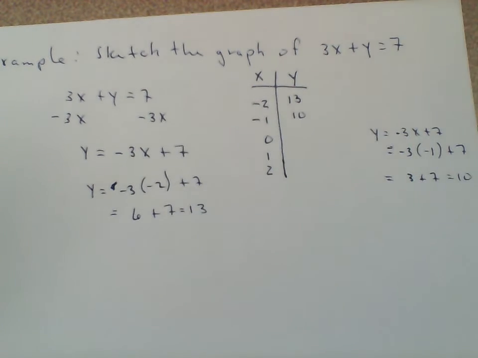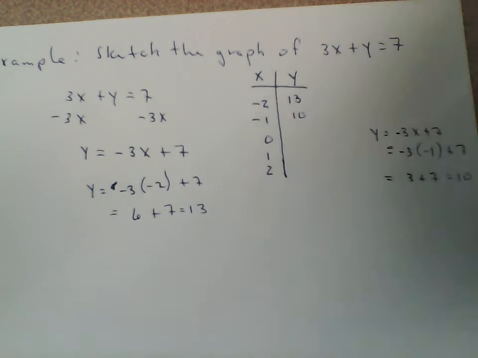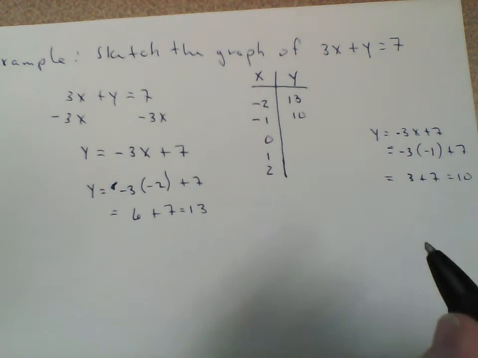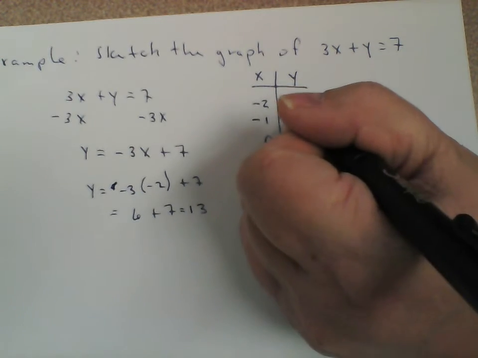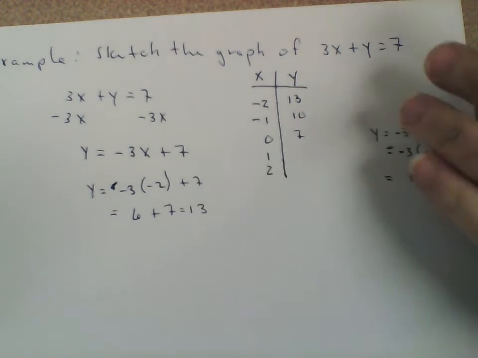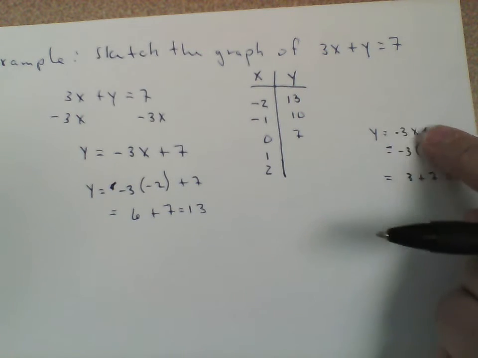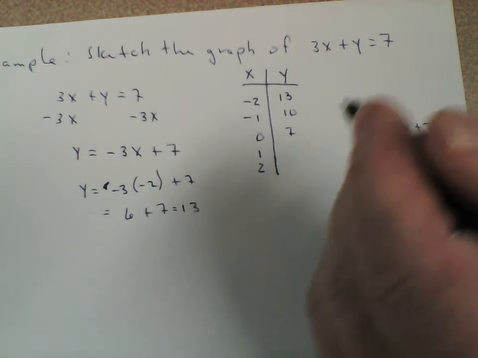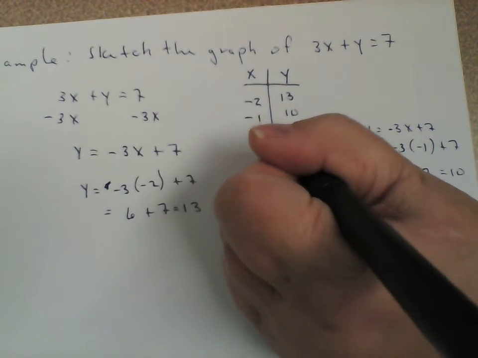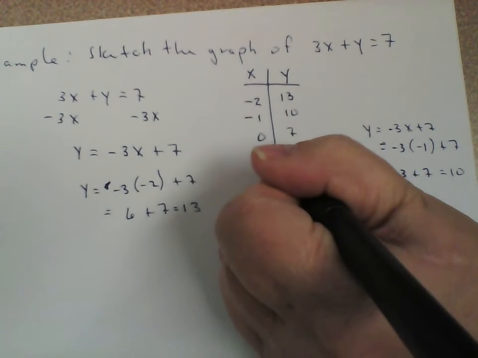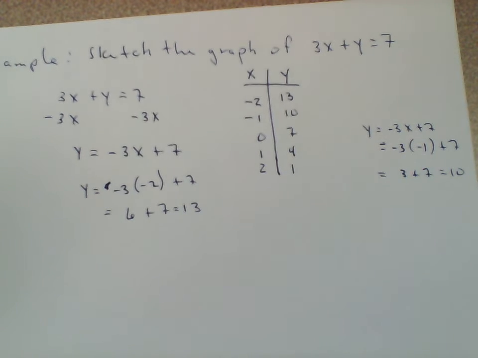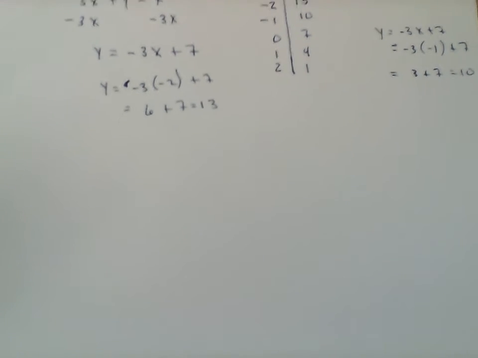And I'm going to do that with all of the numbers in my solution set to match my x values. I'm not going to do all the work for it right now. I'm going to tell you that 0 gives 7, which makes sense when you think about it, because if I make my x 0, this whole thing zeroes out and I just get y equals 7. Then 1 will give 4 and 2 will give 1. So I have all of these points, these x, y values. I've got 5 of them. And so now all I would have to do is make a graph.